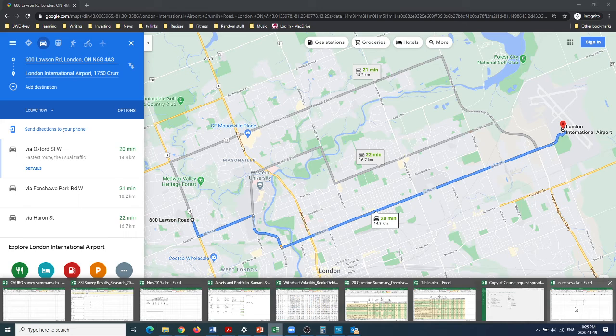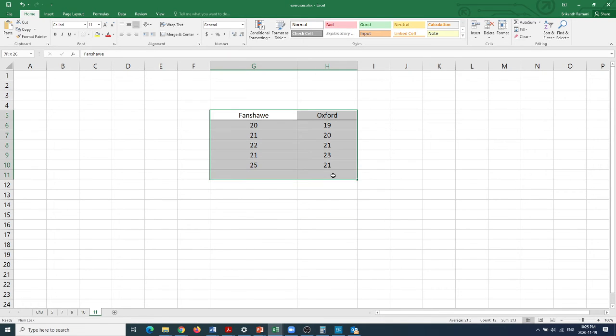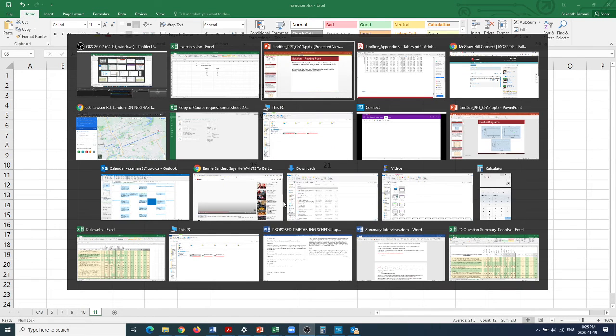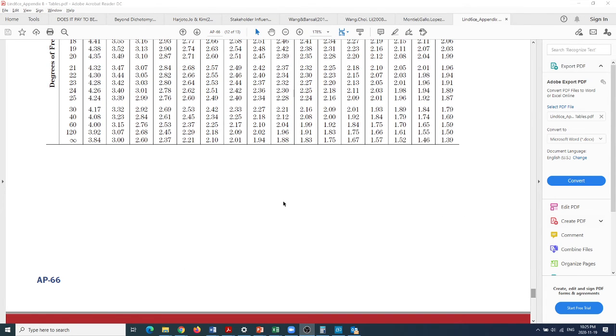So here I just came up with a sample of times: the time to the airport if you take Fanshawe Road, and the time to the airport if you take Oxford Street. Once you have these, you could compute your variances and your F-test exactly the same way. So H0 is that the variances are equal, and H1 is that the variances are unequal. Same H0, H1 dilemma. Let's say we could use a 5% significance, or 1%, or 10% significance as well.